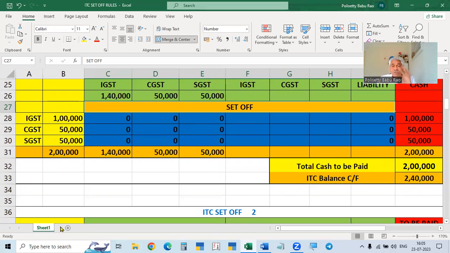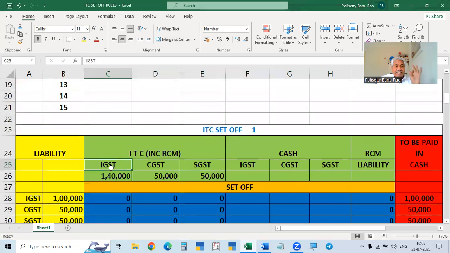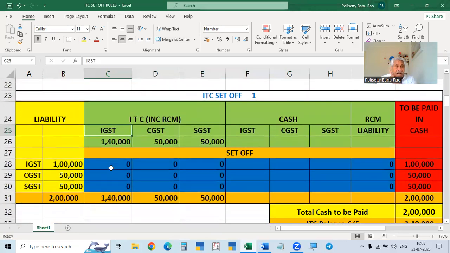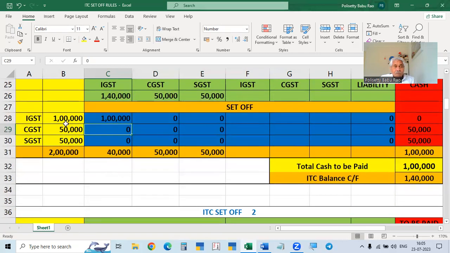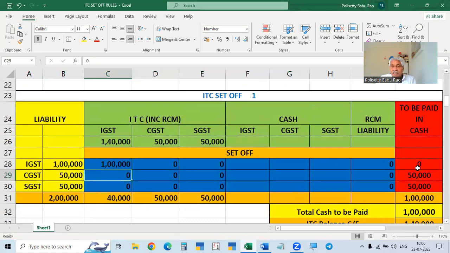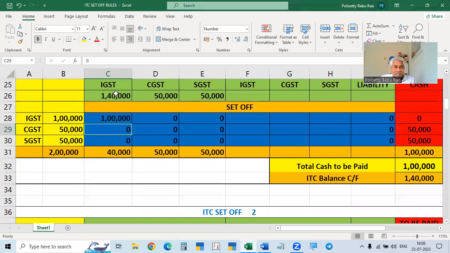So this is how you adjust. First take the IGST, adjust against IGST. So a total of 1 lakh can be adjusted. Okay, and now see here, the IGST liability is over. Nothing is to be paid. Then still there is a balance. This is the balance of liability. This is the balance of ITC. So liability is over, and now still there is a balance of 40,000.